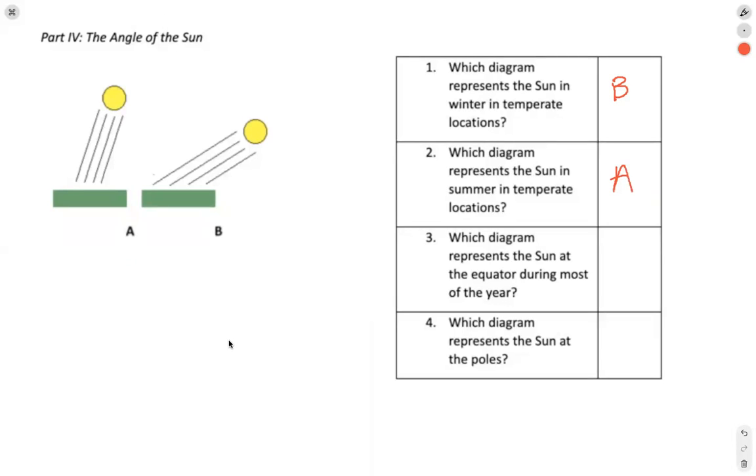Which one represents the sun at the equator during most of the year? A. Around the equator, they're pretty much always getting this near direct sunlight. It's hot there year round. And then which one represents the sun at the poles? B. They're definitely getting a lot less direct sunlight. All right, now going to part 5.